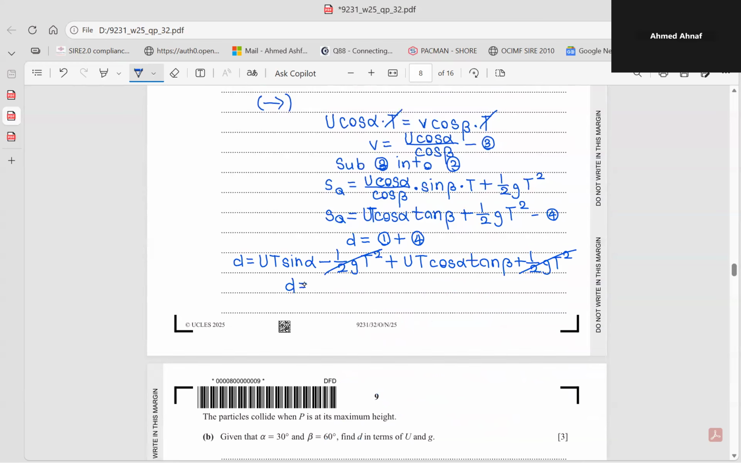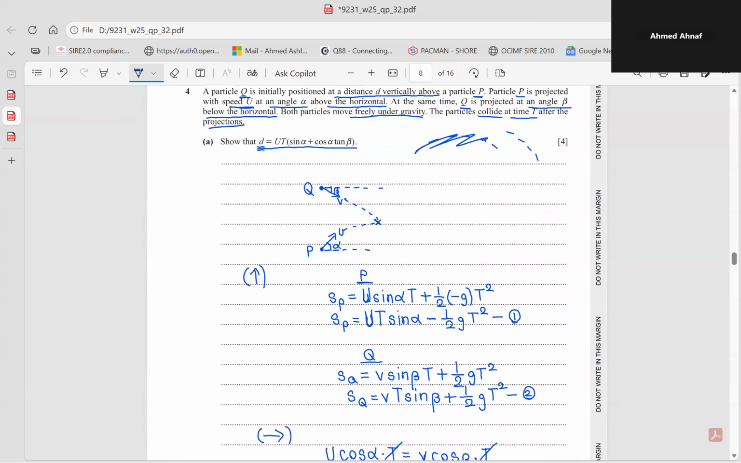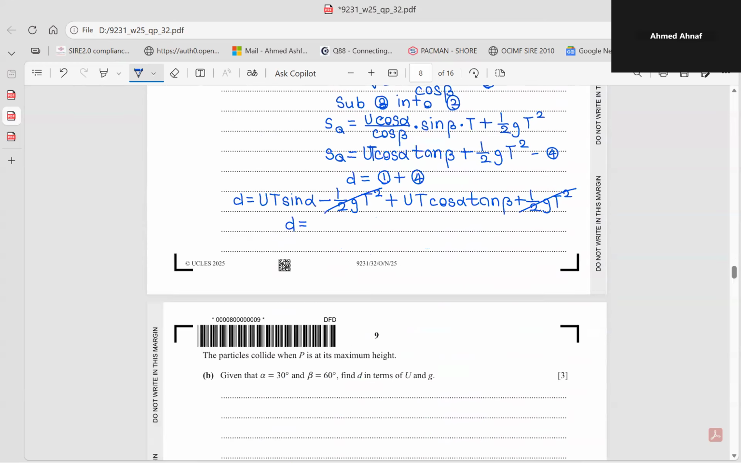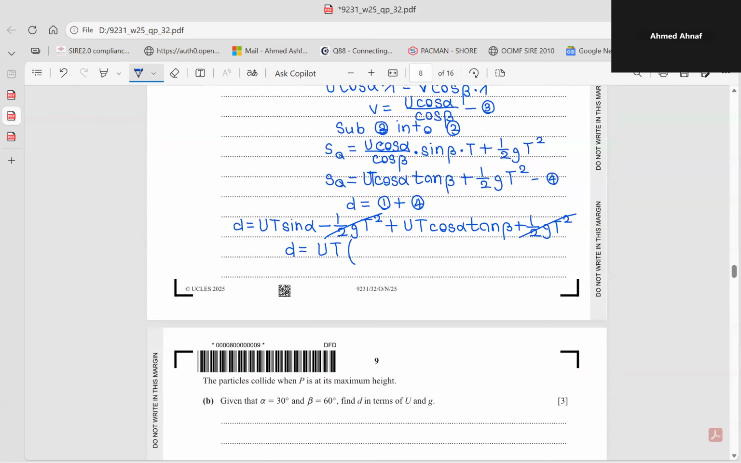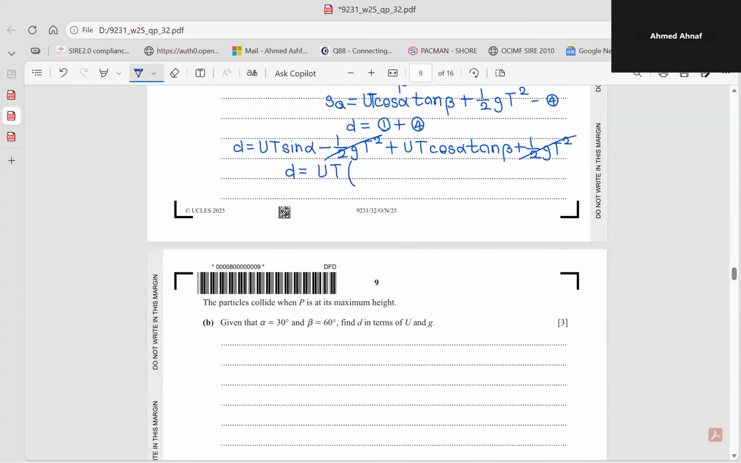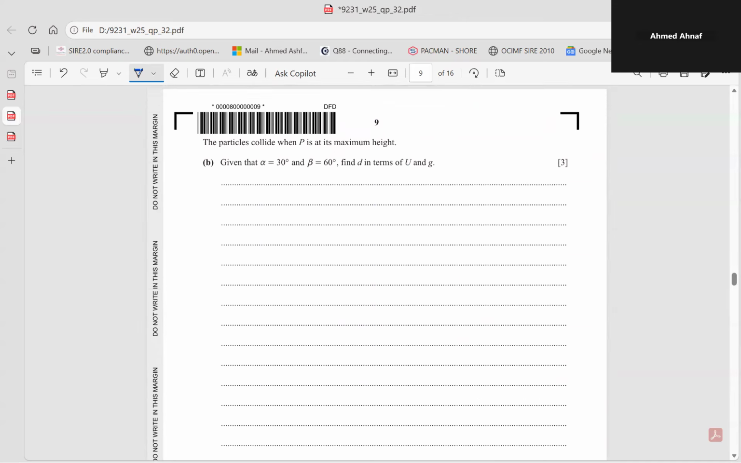Therefore, you will just get D is equal to, yeah, you can factor out the UT from the final expression. You'll get UT bracket, yeah, let's start with the sine. Okay, you'll get sine alpha plus cosine alpha tangent beta. So yeah, this would be the final answer. Okay, we can write shown for the first part. Let's move on to the second part.